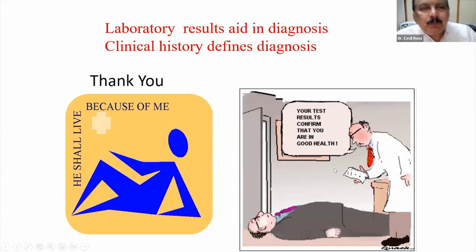So just the last slide, 4 or 5 minutes more. Laboratory results aid the diagnosis, but it's the clinical history that defines the diagnosis. So you have to take the history, and based on the history, you decide what the problem seems to be, and you interpret the test based on history, and then do the physical examination. Okay, do the laboratory testing. So that is the last slide. And so if there are any questions?